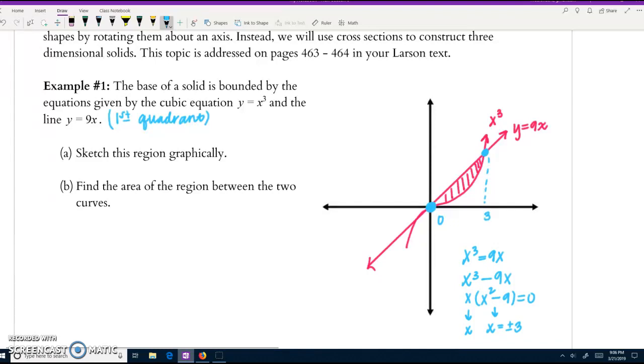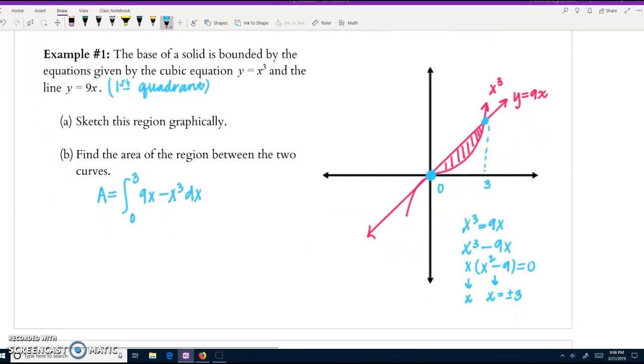So for part B, we want to find the area between those 2 curves. So in order to set that up, we're just doing an area integral. All we're going to do is use our integration bound. So we're going to go from 0 to 3. And then our upper function is the line. So our upper function is 9x. And we subtract off our lower function, which in this case is x cubed. And then if we wanted to integrate that out, our 9x would become 9x squared over 2. Our x cubed would become x to the 4th over 4. And we would plug in 0 and plug in 3.